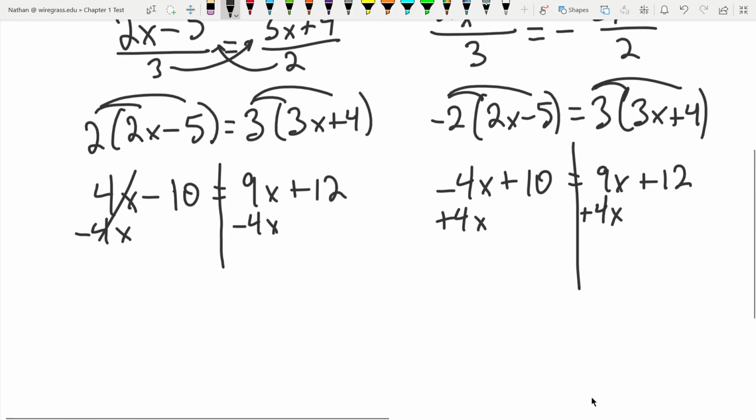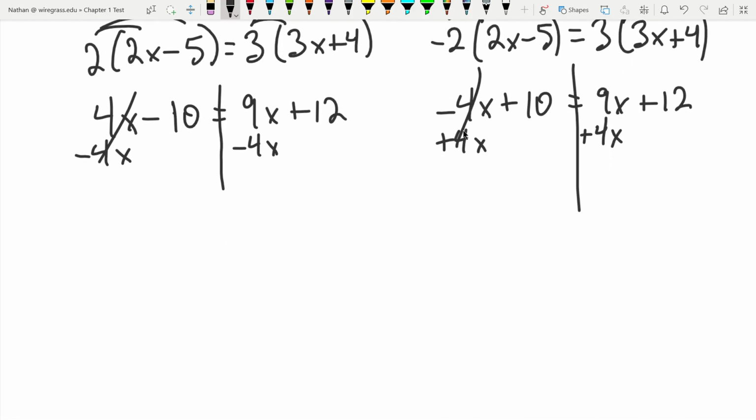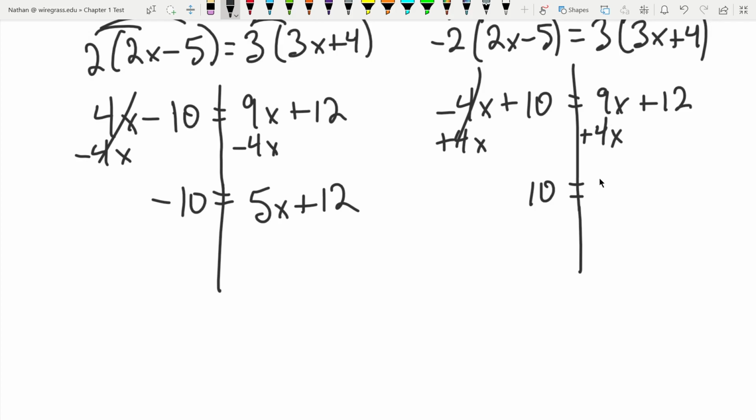Okay, and now let me simplify this first, and then I can do the next step. This is going to be 5. 9 minus 4 is 5. Here we're going to get 10 equals 9 plus 4 is 13. So we get 13x plus 12. Now I can get the 12 away from the x. So I'm going to subtract 12 and then subtract 12 the other side of the equation.